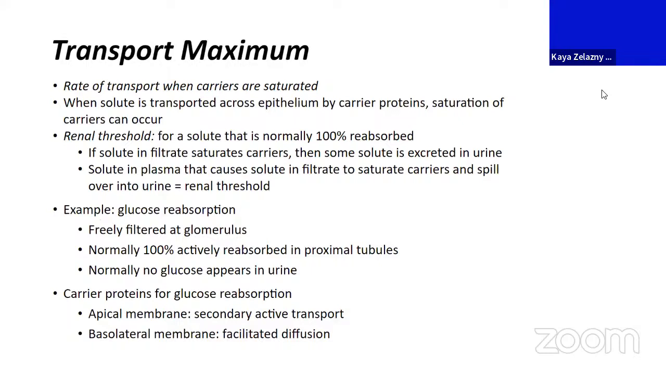Okay, so this takes us to the concept of transport maximums. Transport maximum is just the rate of transport when our carriers are saturated. Our carriers are proteins embedded in the membrane of a cell. Once you have a certain amount of glucose flowing past these transporters, you've hit that maximum rate at which they can accommodate everything. They get fully saturated, and then any extra is just extra, and you're going to pee it out. You're going to excrete it, more formally.